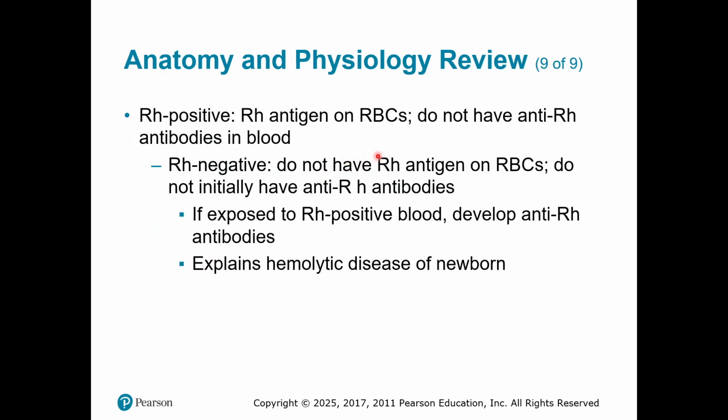So RH positive: RH antigens on red blood cells, they do not have anti-RH antibodies in blood. RH negative: they do not have RH antigen on red blood cells, and they do not initially have the anti-RH antibodies. If they're exposed to RH positive blood, they develop anti-RH antibodies, which explains hemolytic disease of newborns, right? And so the child could actually have a different blood type than the parent.